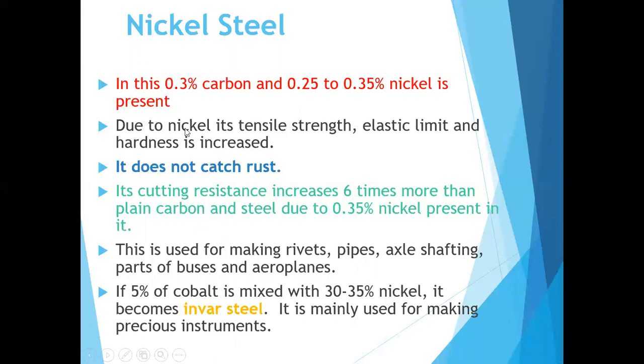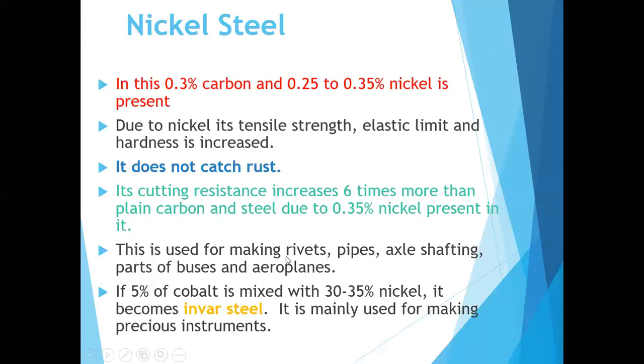So when you're adding the nickel, tensile strength, elastic limit, and hardness will be increased. Another important property is that it does not catch rust. Nickel steel does not catch any rust. Its cutting resistance increases 6 times more than plain carbon steel due to 0.3% of nickel. So the cutting resistance will be increased to 6 times when you're adding the nickel.